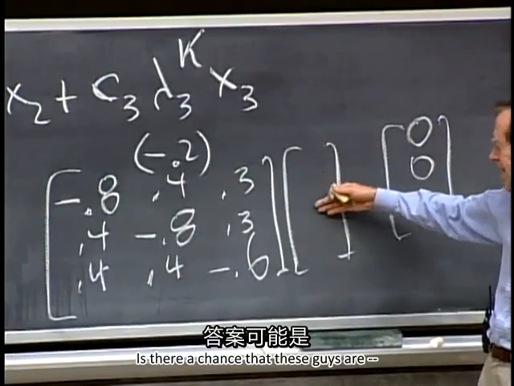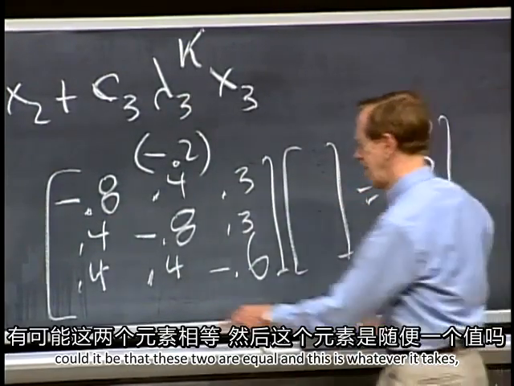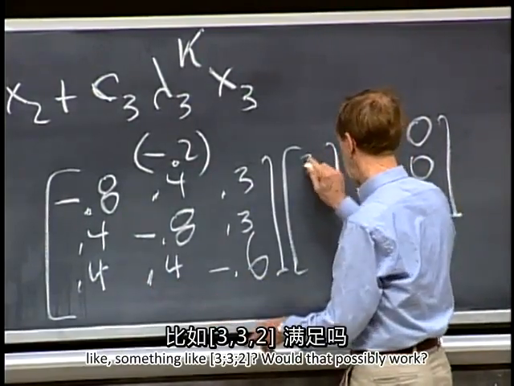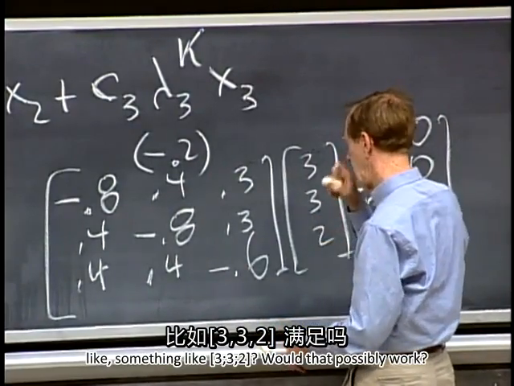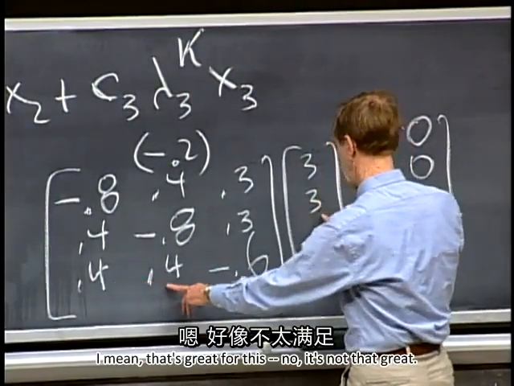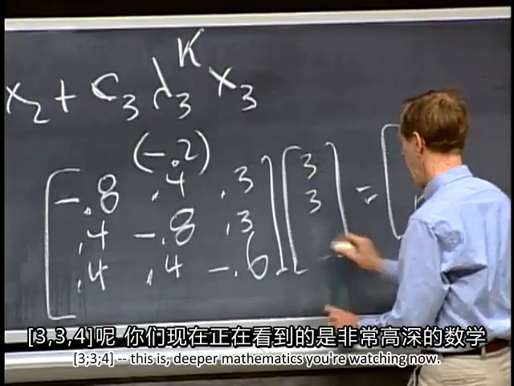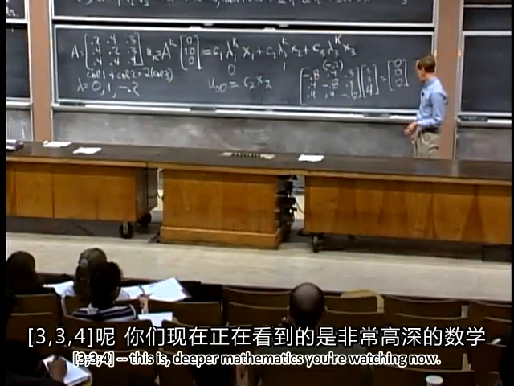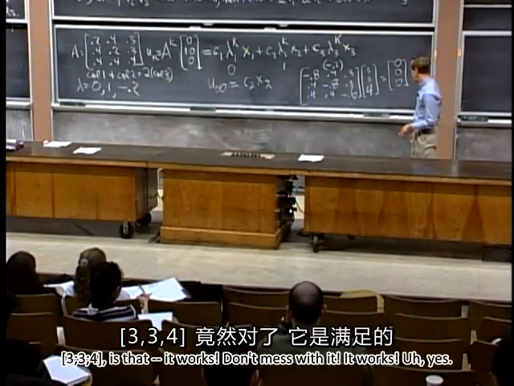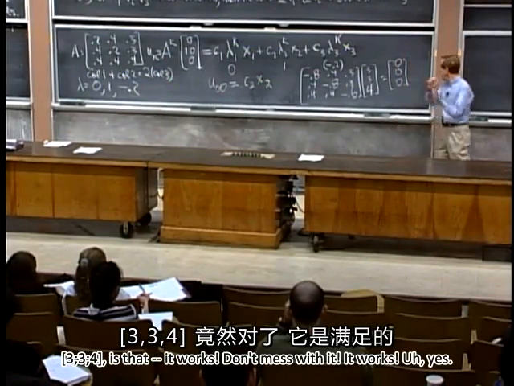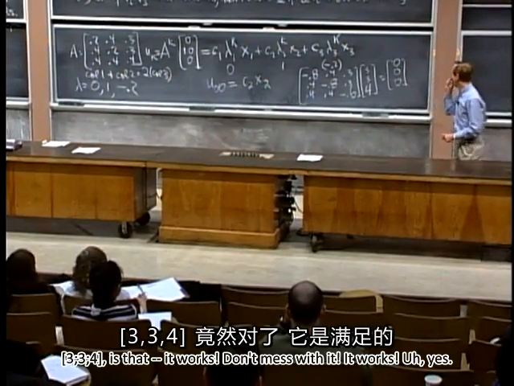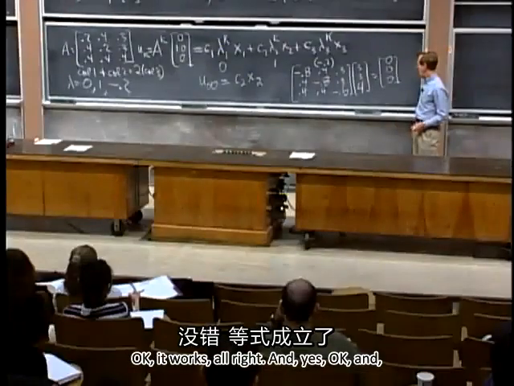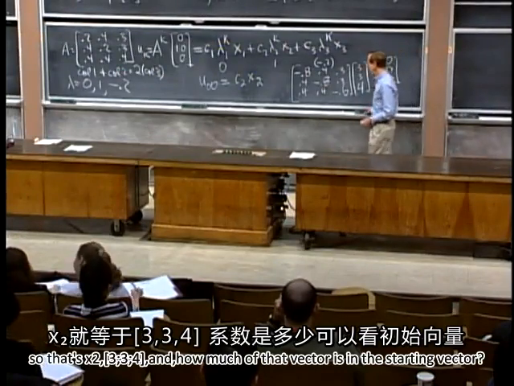Could it be that these two are equal and this is whatever it takes, like something like 3, 3, 2? Would that possibly work? No, it's not that great. 3, 3, 4. This is deeper mathematics you're watching now. 3, 3, 4. That works. Don't mess with it. It works. All right. And so that's x2, 3, 3, 4.